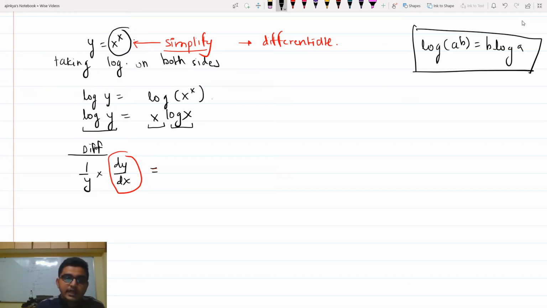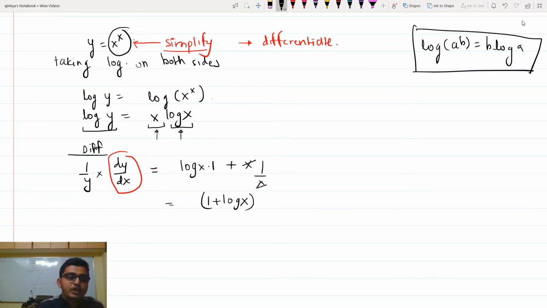So here we'll take differentiation of x first and keep log x as constant. So differentiation of x is 1, so we have log x times 1 plus, now we need to keep x as constant, and then differentiate log of x, which is 1 upon x. So x gets cancelled. This is 1 plus log of x.